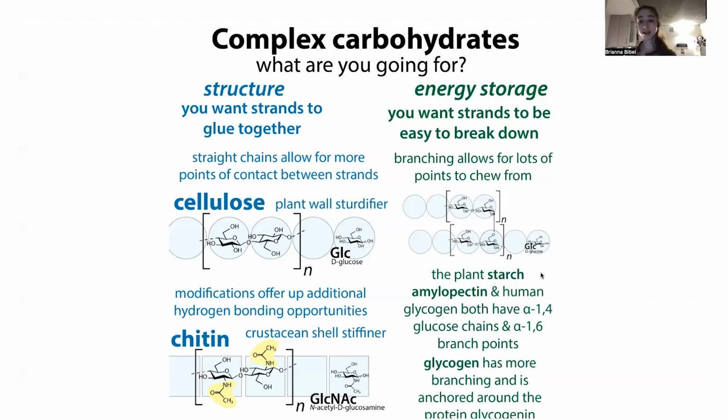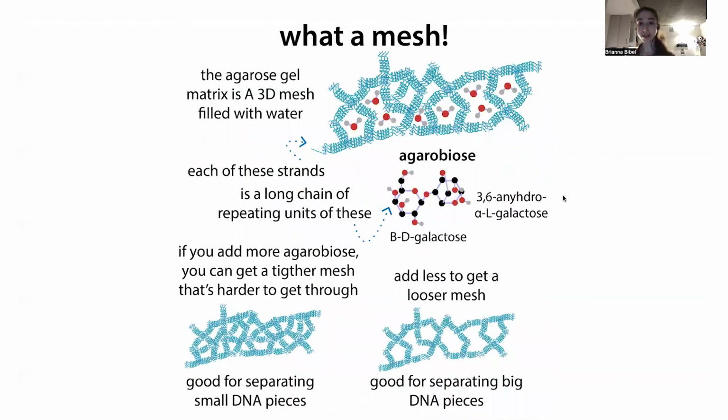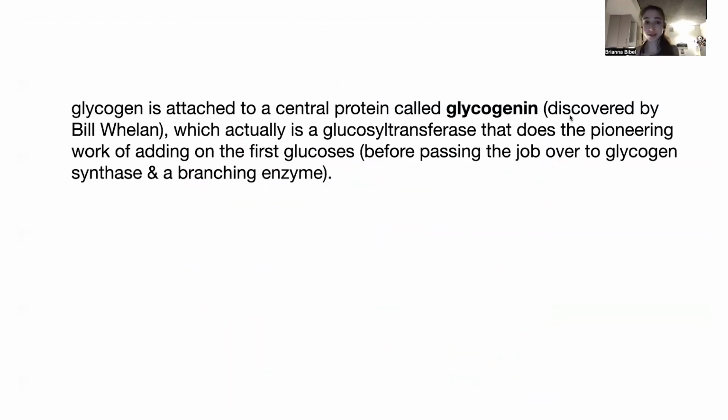So when you compare the starch amylopectin and human glycogen, they both have alpha 1,4 glucose chains and alpha 1,6 branch points, but glycogen has more branching. And what's really cool is it's actually anchored around a protein called glycogenin. This protein was discovered by Bill Whelan, who served for a time as the president of the IUBMB, the International Union of Biochemistry and Molecular Biology. And people didn't believe him when he found it, but he showed them that it was true.